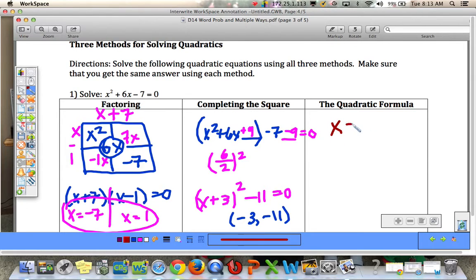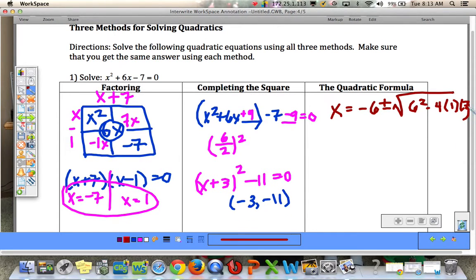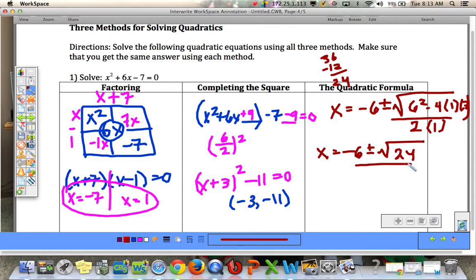x equals opposite b plus or minus the square root of b squared minus 4ac. Oops, should put that in parentheses. All over 2a. So you have x equals negative 6 plus or minus the square root, and that would be 36 minus 12, which would give us 24, all over 2, and then you could solve that, and you should get your two answers. Oh, that should be a 7, not 12.